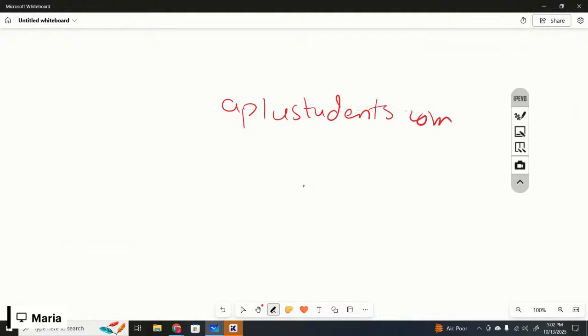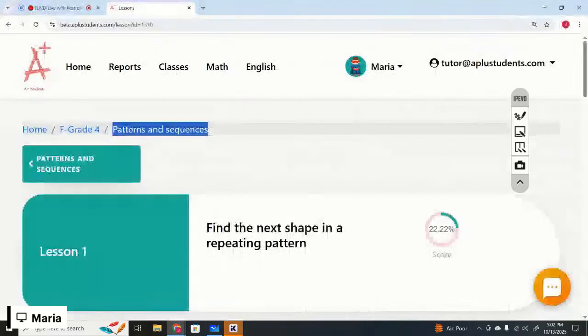Then you have to select math from the subject tab. Scroll down to grade 4 math and then click on view all lessons. There you can find the list of the chapters. We're going to start with the chapter patterns and sequences.